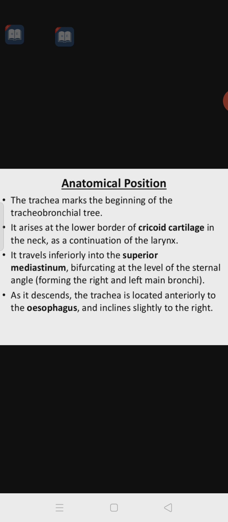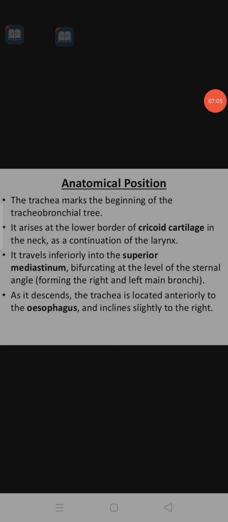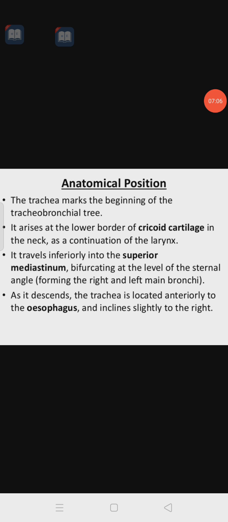Okay, so when you see the tracheal structure, you can see a structure like this. Inside, the mucosal layer is present. So this is a pipe-like structure where the air will pass. Anatomical position. Anatomy means what? Internal structure. Internally how the position is arranged.